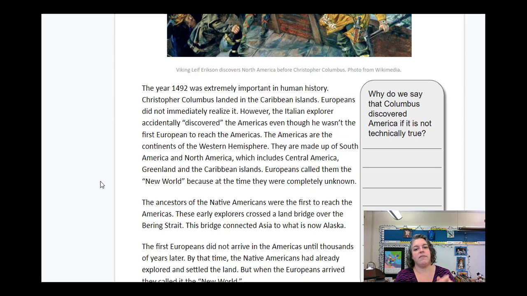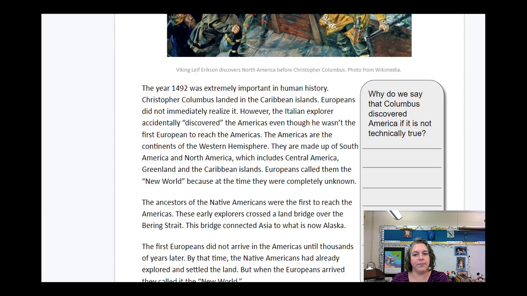The ancestors of the Native Americans were the first to reach the Americas. These early explorers crossed a land bridge over the Bering Strait. This bridge connected Asia to what is now Alaska. The first Europeans did not arrive in the Americas until thousands of years later. By that time, the Native Americans had already explored and settled the land, but when the Europeans arrived, they called it the New World.